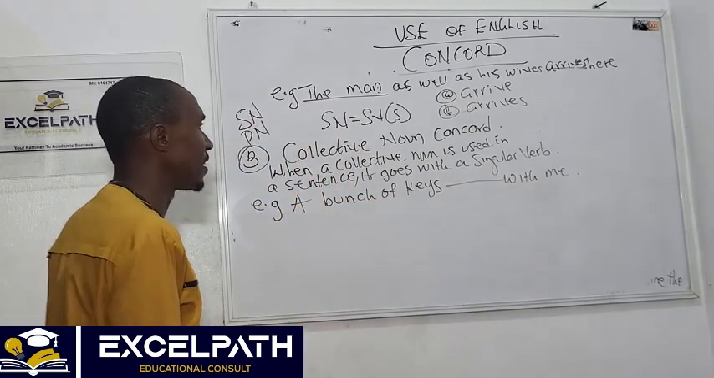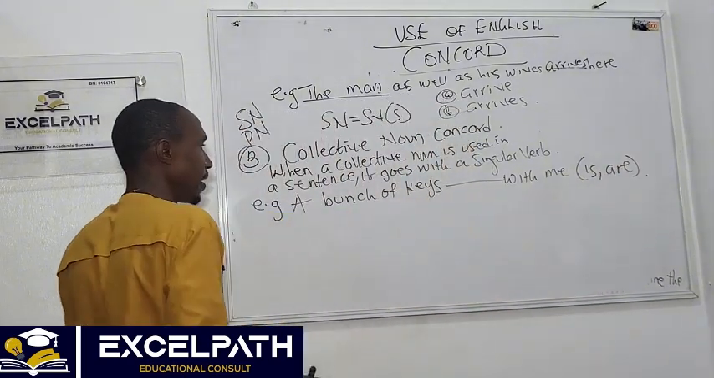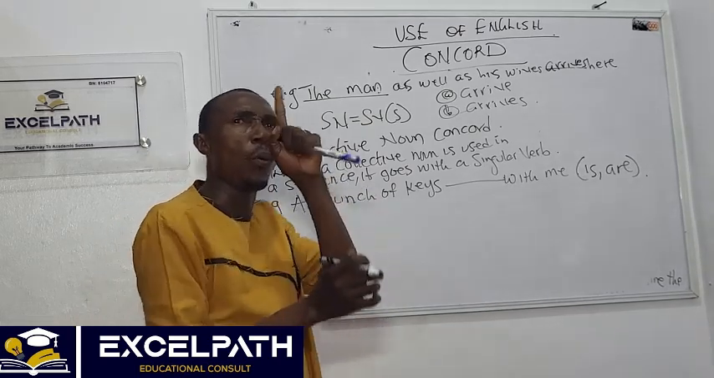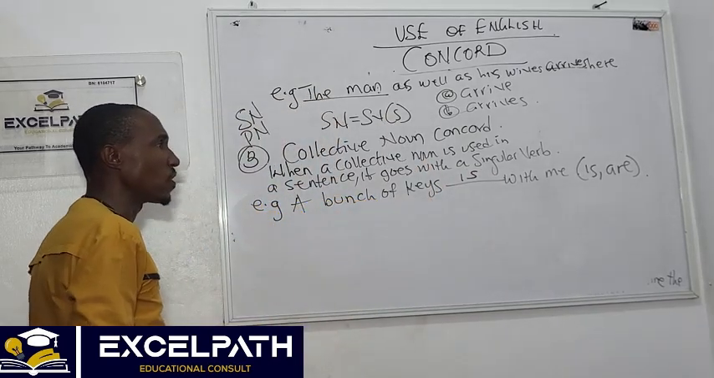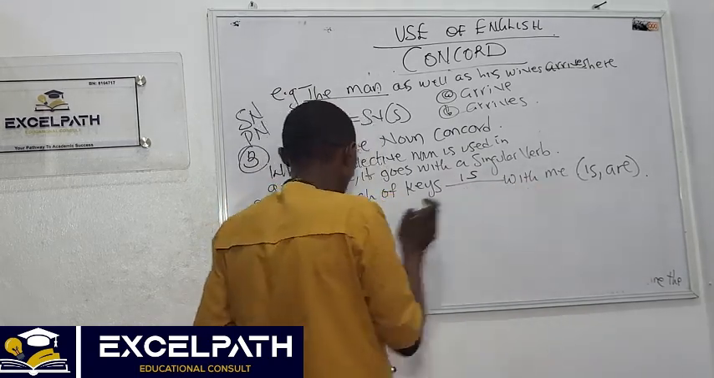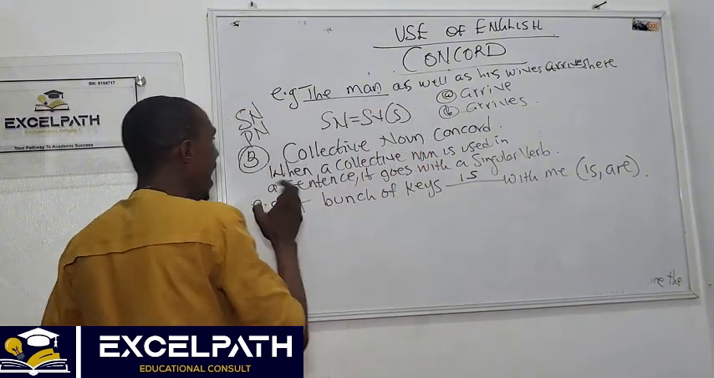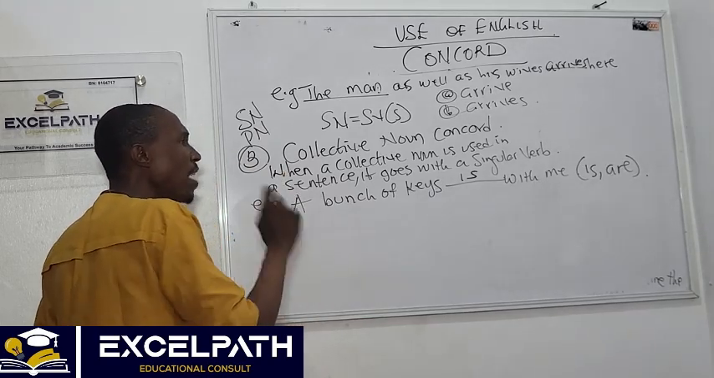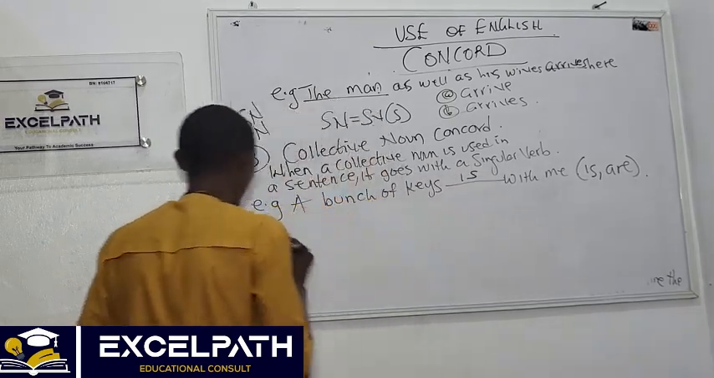A bunch of keys dash with me. A bunch of keys dash with me. For the fact that this is a collective word, it has been termed to be one, and the answer becomes what? Is. A bunch of keys is with me, not a bunch of keys are with me. So all these are things that you need to know. Collective noun concord. Whenever you see collective noun in a question, it goes with a singular verb.